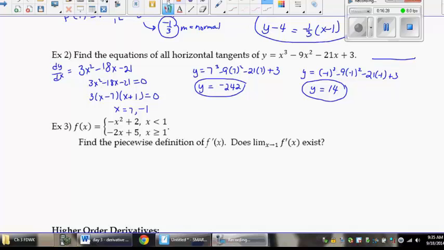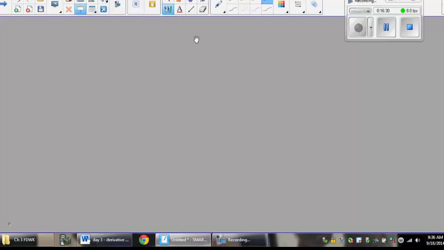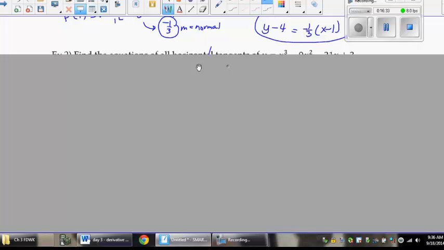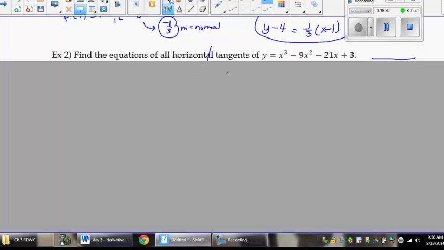All right, welcome back. So I'm going to actually shade this so I can look at just a little bit at a time. What we want to talk about here is this horizontal tangent idea. So I want to know when the slope is 0.